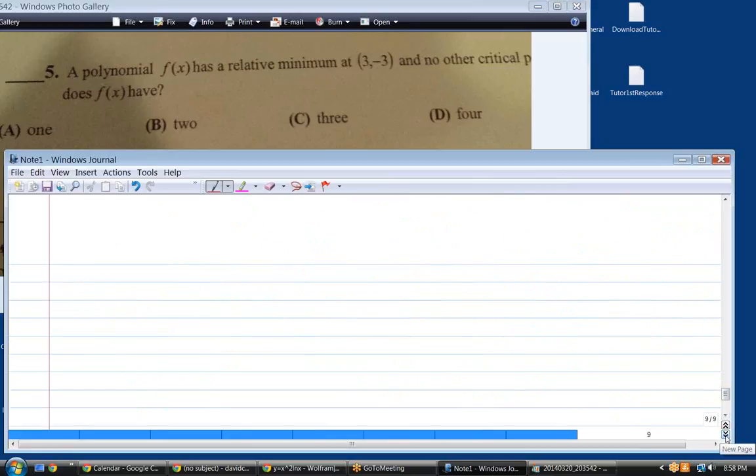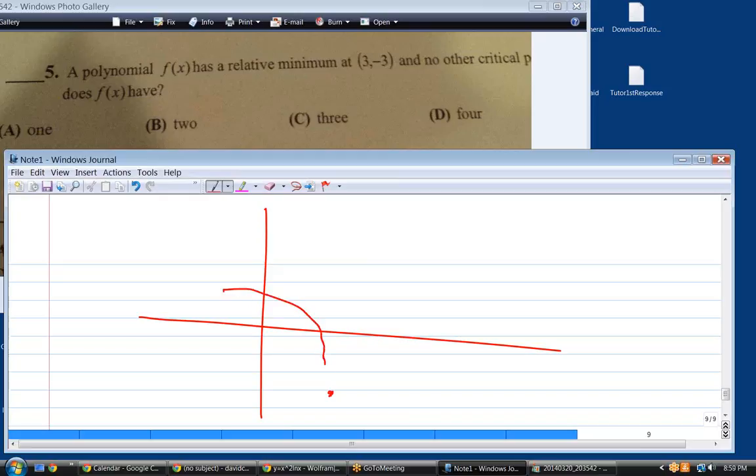Okay, a polynomial has a relative minimum at 3 comma minus 3 and no other critical points. What's the rest of it say? How many zeros does f of x have? Okay, so a polynomial at 3, minus 3, right there, has a relative minimum and no other critical points. So it could look something like that.